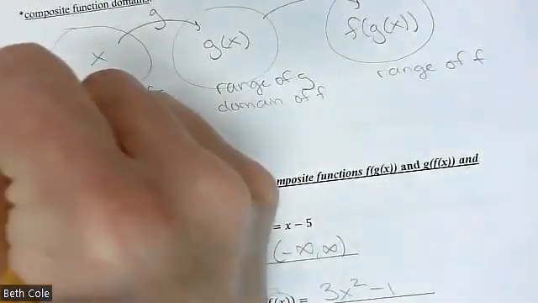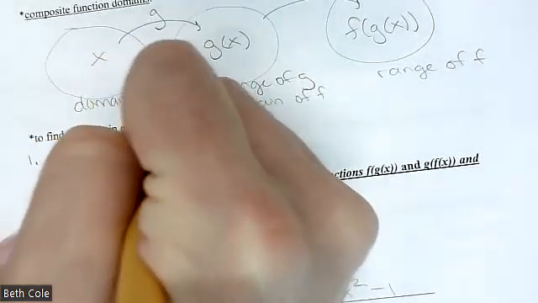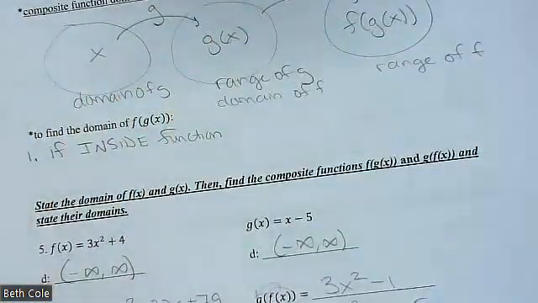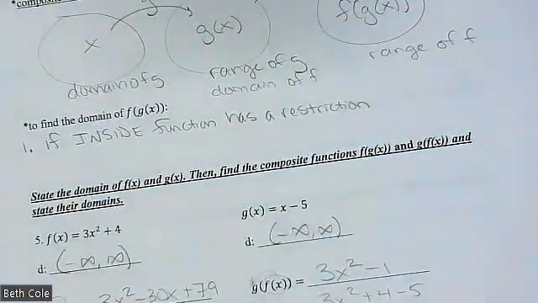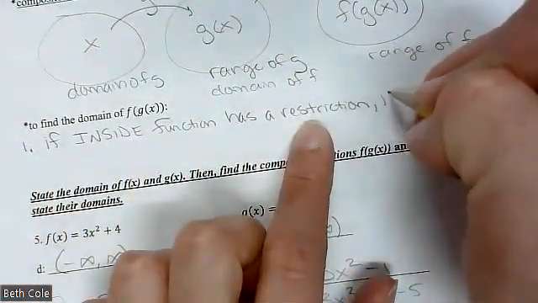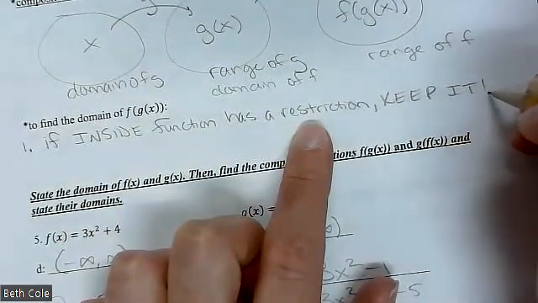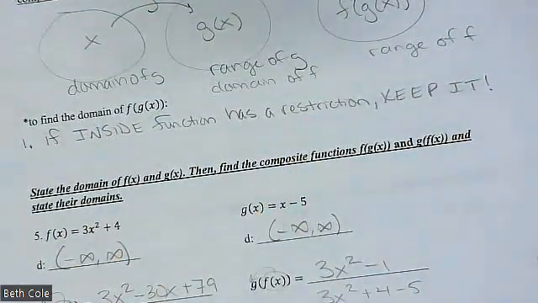Step one, if the inside function, and I call them outside and inside, don't get hung up on f and g, because if we rearrange it, then it's going to be opposite, okay? If the inside function has a restriction, and by restriction I mean it's not everything, like there's some kind of rule, if the inside function has a restriction, keep it, period. You're just going to keep that. If the inside function has some kind of restriction, you're stuck with it. Good so far? All right, check the inside one. If it has a rule, keep it.